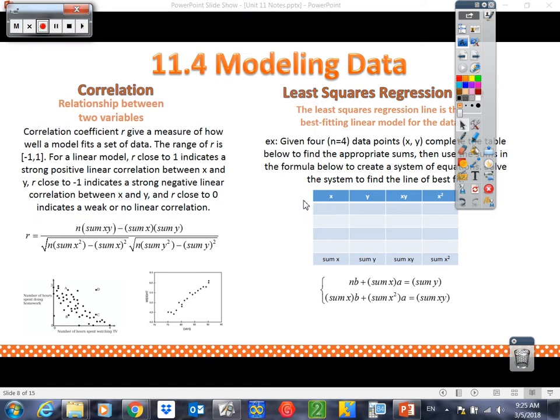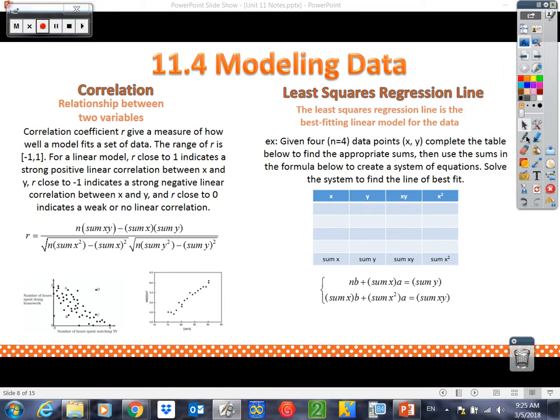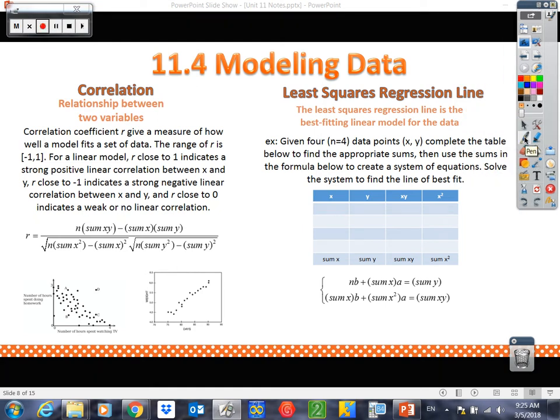Okay guys, let's take a look at today's lesson. Today it's actually the last lesson in this unit on statistics. We're going to move into probability after this, but it's a good one. It's modeling data. We're going to look at the correlation coefficient R, and we're going to look at the least squares regression line. These things we're going to learn how to do both ways, basically by hand and with a calculator. So the first we'll look at is correlation.